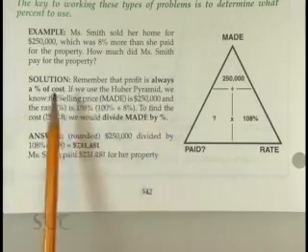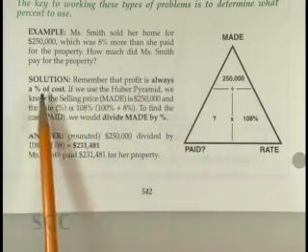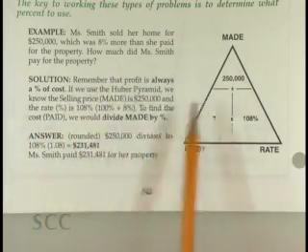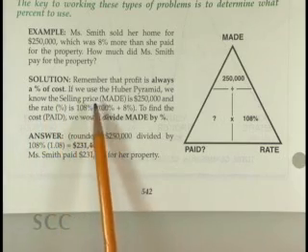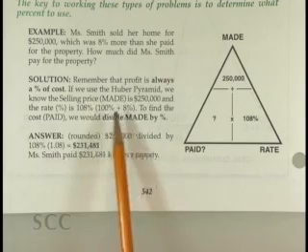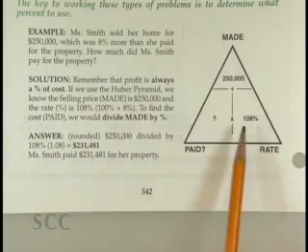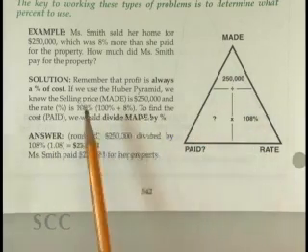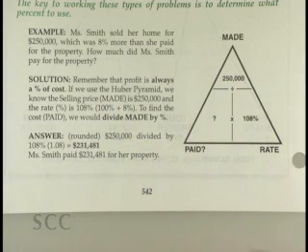And it gives you the solution. It says, remember that the profit is always a percentage of the cost. If we use the pyramid, we know the selling price is $250,000 and the rate is 108%. To find what we paid for it, we just divide this by that. Okay? And how do we do that on the calculator?